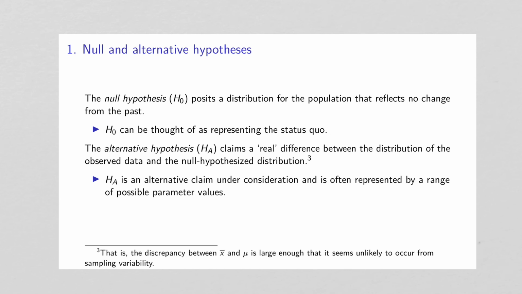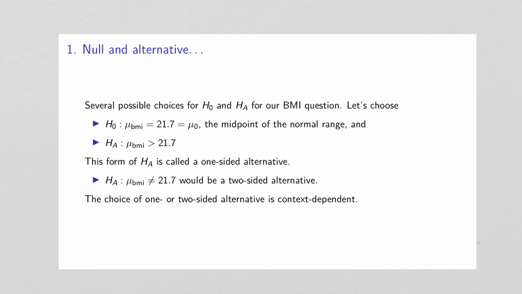So HA is an alternative claim under consideration and is often represented by a range of possible parameter values. So for example, here you have our null is that the mu BMI is equal to 21.07, and our alternative is that it is not 21.07, it's actually bigger. Another alternative is that it is not equal, so it could be bigger or smaller. Depending on the context, you choose bigger, smaller, or not equal.